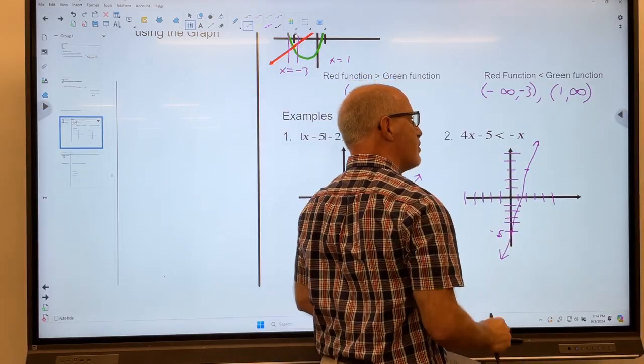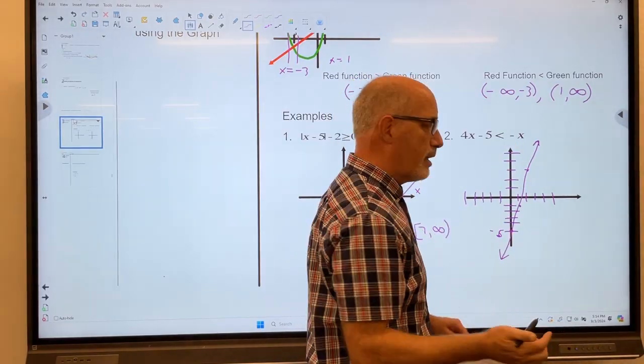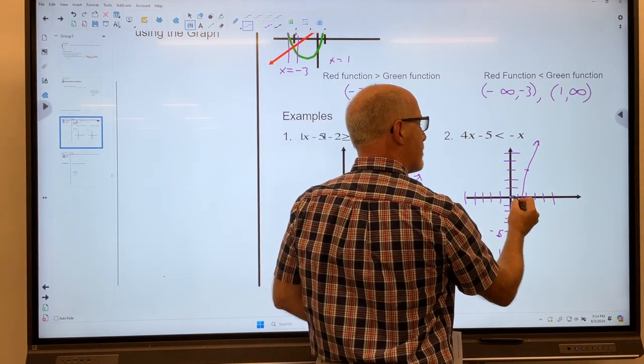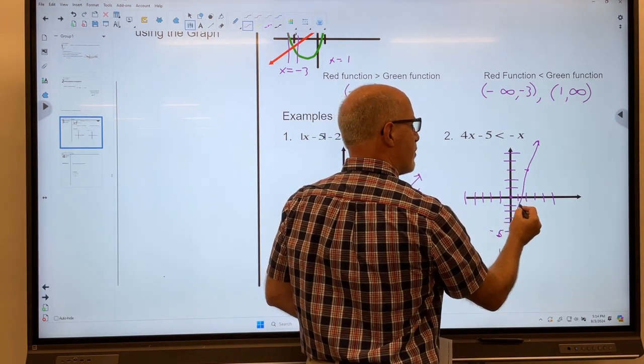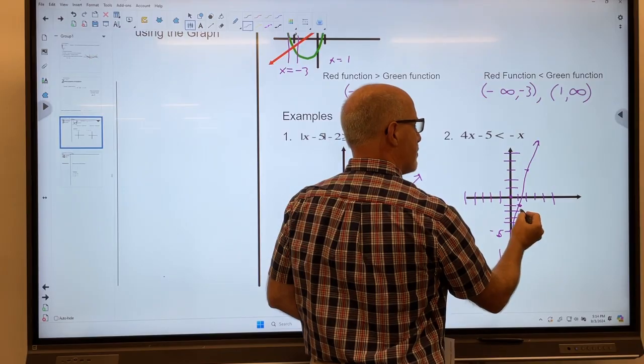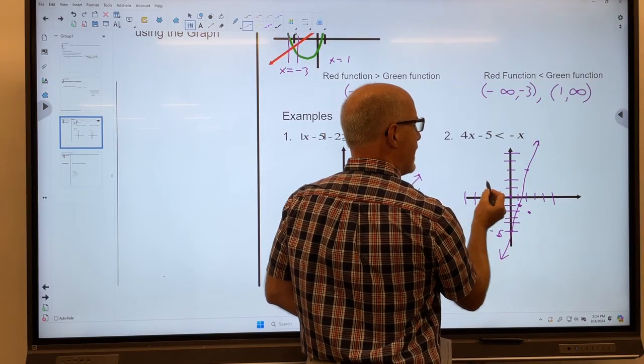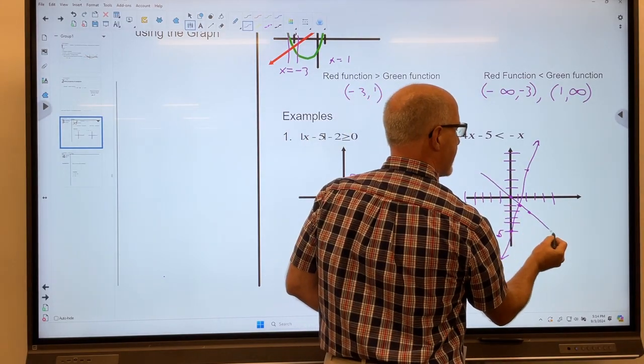Now let's graph y equals the opposite of x, the second one. Start that one at a y-intercept of 0. Then we're going to go down 1 over 1. There's my intersection point, down 1 over 1. And draw this graph.